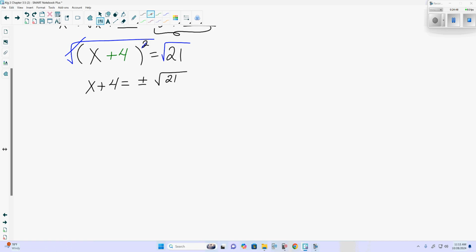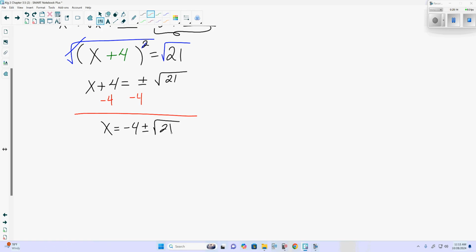Next step is to solve for x, and we do that by subtracting 4 from both sides. So x. So subtract 4. Now again, when we add or subtract, we want to put that number in front of the plus or minus. Since it's negative 4, we're subtracting 4. Negative 4. Negative 4 plus or minus the square root of 21.